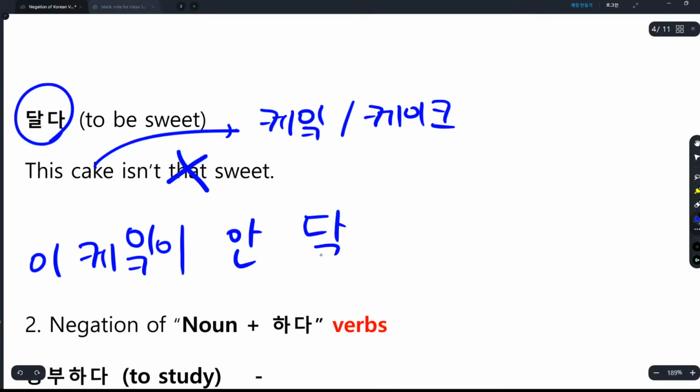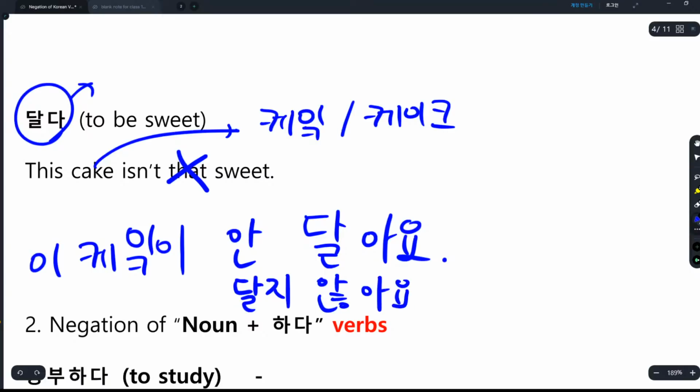안 달아요. You can conjugate 달다 in present tense and put 안, or you can also conjugate 달지 않다 in present tense, which would become 달지 않아요. 이 케이크 안 달아요, or 이 케이크 달지 않아요. So this would mean this cake isn't sweet, right? But if you want to add, this cake isn't that sweet, which means that it contains certain elements of sweetness, but it's not entirely sweet, right?